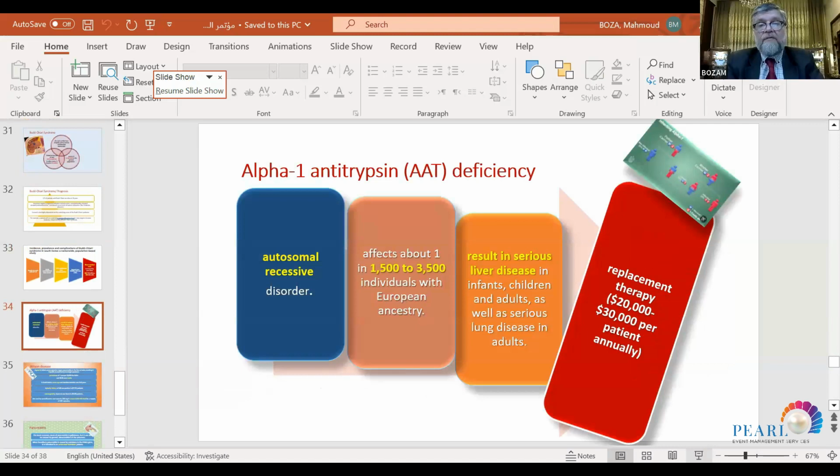What about alpha-1 antitrypsin deficiency? In fact, it is an autosomal recessive disorder, as we all know. It affects about 1 per 1,500 to 3,500 individuals in European countries. And replacement therapy is available, but the cost is very high per patient, from 20,000 to 30,000 US$ per patient annually.